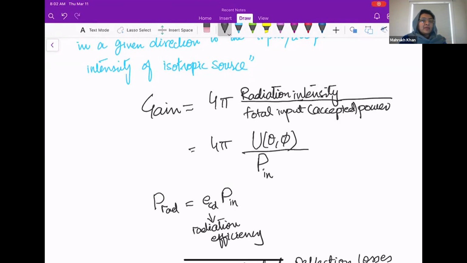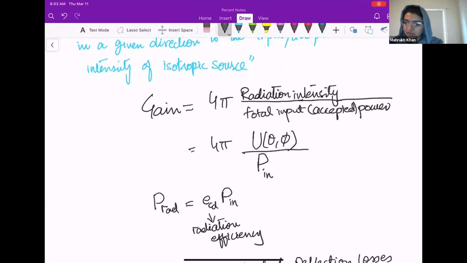So, as we have developed previously, the relationship between them, that radiated power is actually equal to the radiation efficiency multiplied by input power. So, whatever input you are giving to the antenna, it is not necessary that the same input power will radiate. Okay. So, there are some losses in between. And to tackle that, we are saying that P rad is equal to ECD, that is radiation efficiency, multiplied by P in.